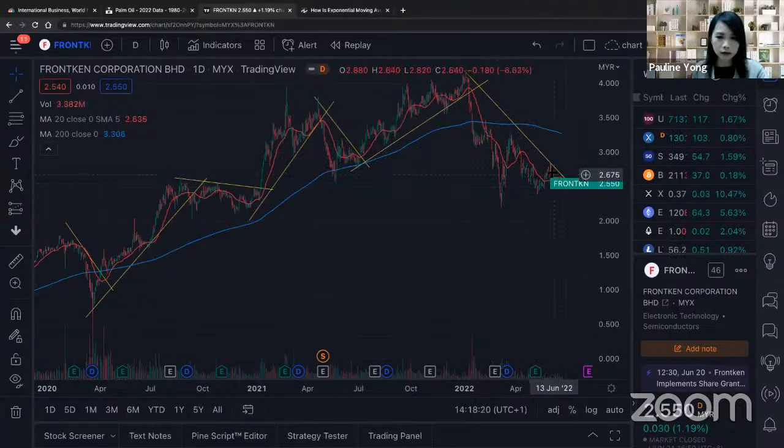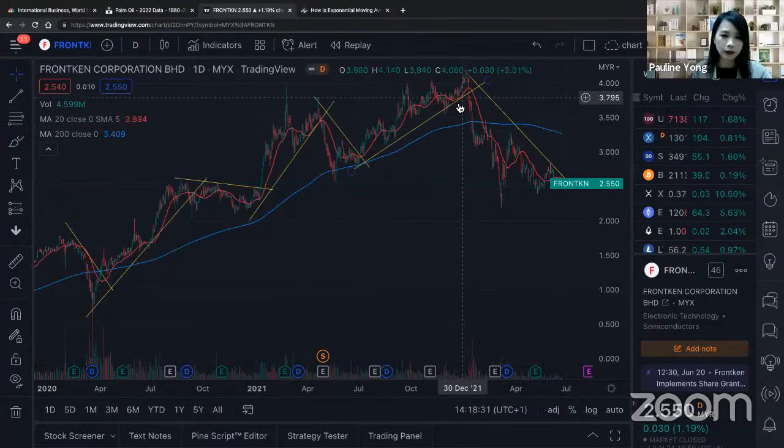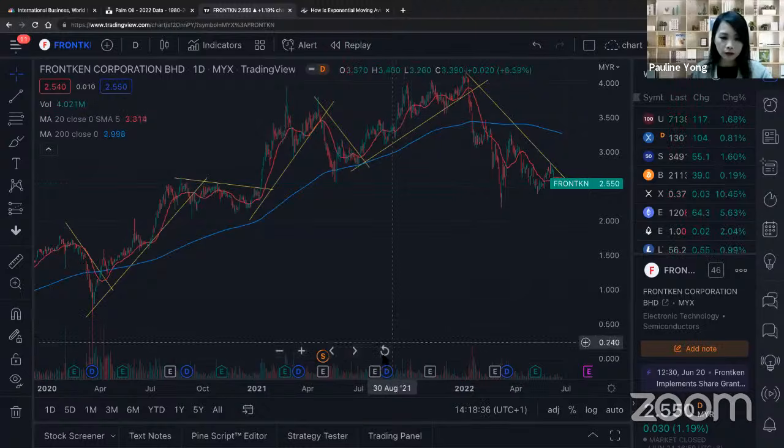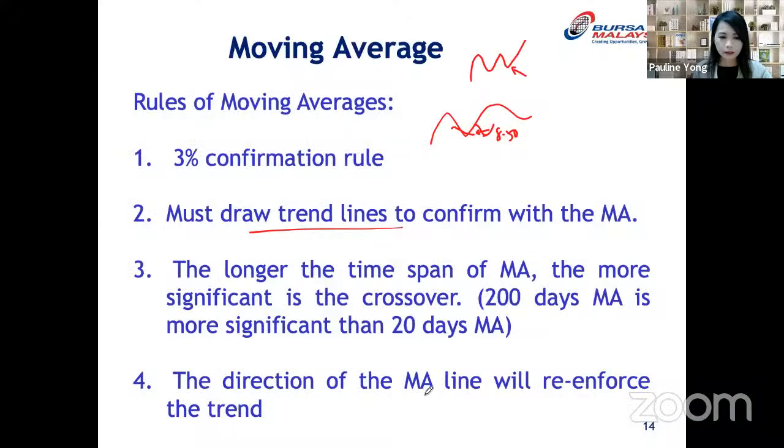Okay, so in this downtrend you draw a trend line, and it is still not able to break out yet. Which is very important. The 200-day is more significant than the 20-day. It will give you a bigger signal that the long-term trend is over. The direction of the MA line, because the MA line also goes up and down, right? When it is facing down, it's bearish. When it is facing up, it's bullish.